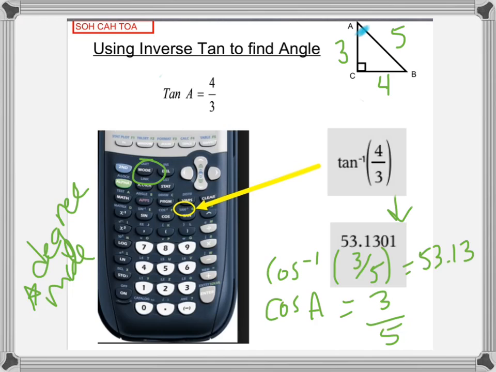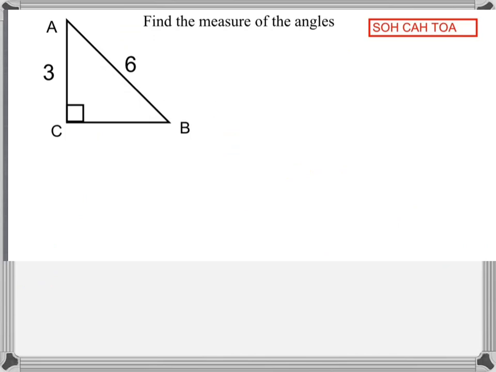And every once in a while, instead of inverse tan, some calculators will call this arc tan. Okay, and that's the same thing. Okay, so let's figure out how this is going to help us.